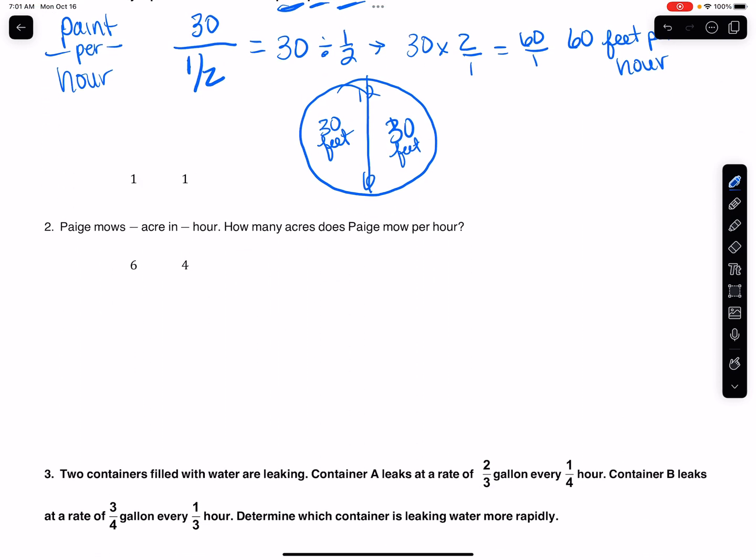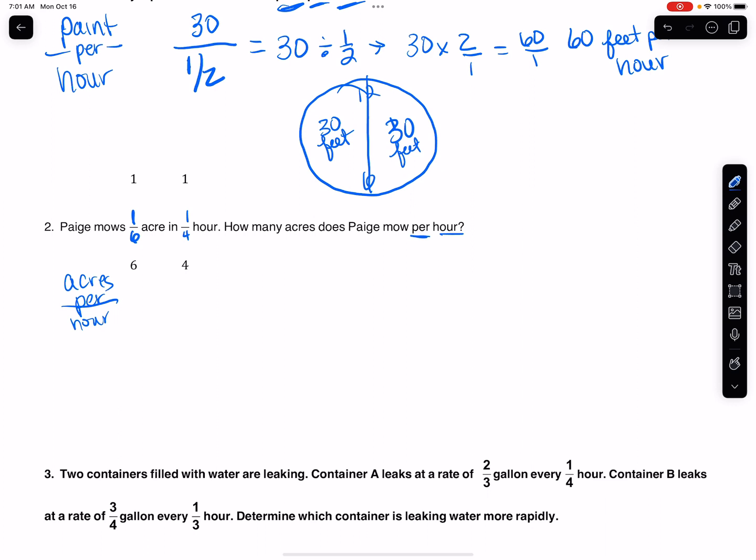I need to see what it says on the paper. So it says there's the 1 and the 6. 1/6 acres in 1/4 of an hour. How many acres does she do per hour? So per hour means per hour.